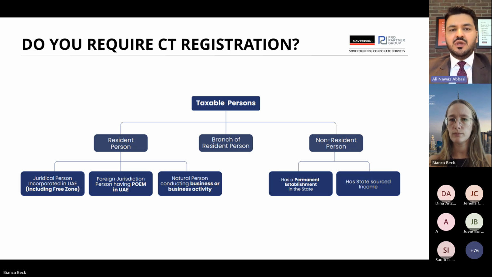Another example would be if a UK-based consulting firm sends a team to UAE to deliver an on-site project for a local client and it takes several months. Since the services are physically performed in UAE, it would create a potential permanent establishment or at least state-sourced income, and the UK company would be required to register for corporate tax. Next slide, please.